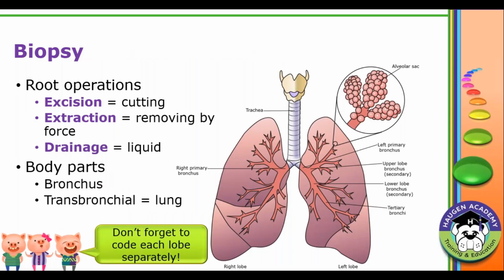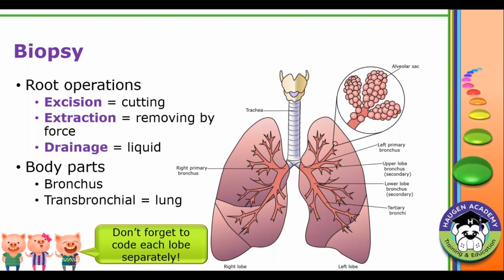Let's talk about biopsy. Biopsy is not super simple. When we say we're going to do a biopsy, there can be several different root operations that we're working with. So first of all, the 3 root operations we'll be dealing with that have to do with biopsy or cytological analysis are excision, extraction, and drainage. And remember that excision involves cutting out part of a body part, which would include all of our biopsies.